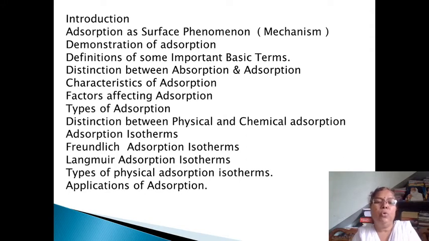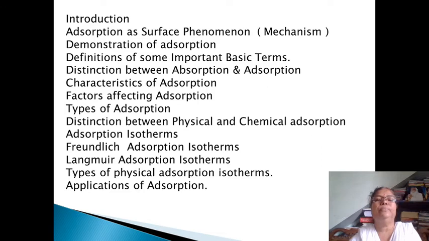there are two adsorption isotherms. The first one is the Freundlich adsorption isotherm, and the second is the Langmuir adsorption isotherm. And at the last you are going to learn the types of physical adsorption isotherms and applications of adsorption. These are the subpoints that you are going to learn in this unit, surface chemistry.